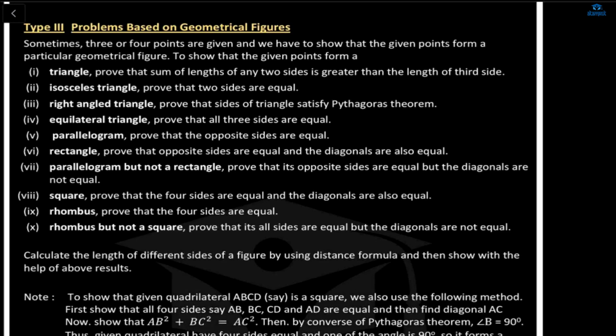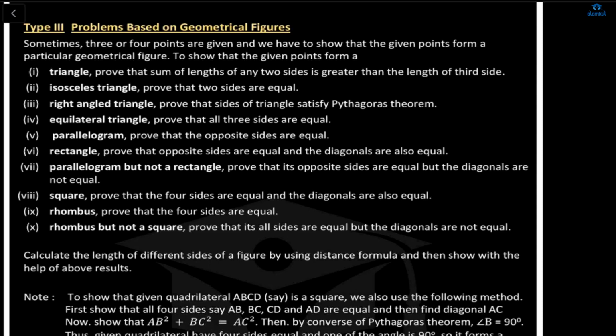Similarly in a rectangle, but in a rectangle you don't just have to show that the opposite sides are equal, you also have to show that the diagonals are equal, because if the opposite sides are equal, it is not sure that it is a rectangle only. It can be a parallelogram also. So you have to show that the diagonals are also equal.